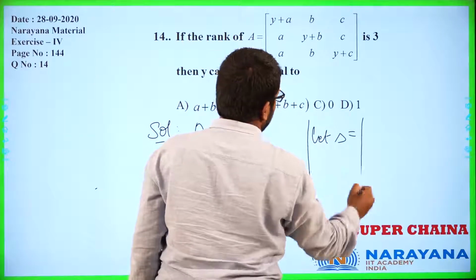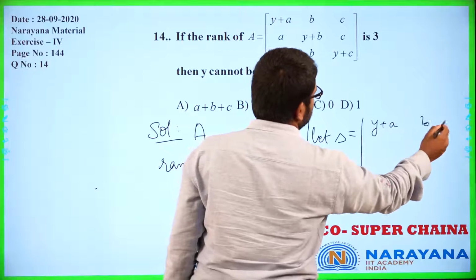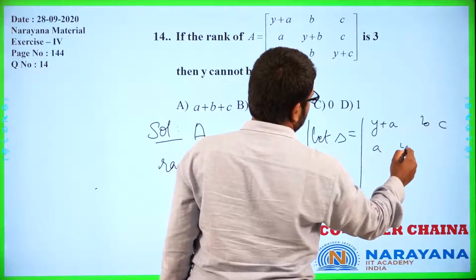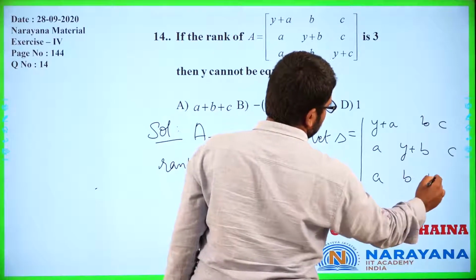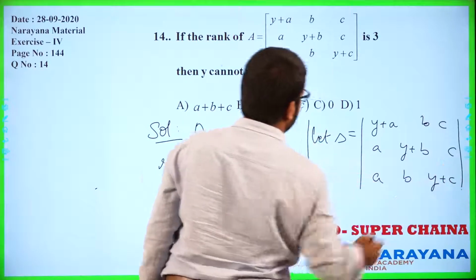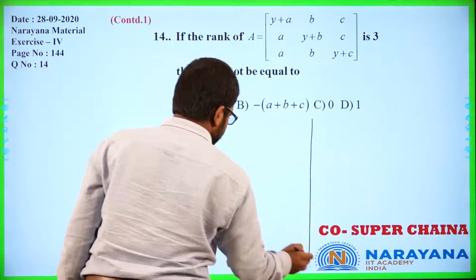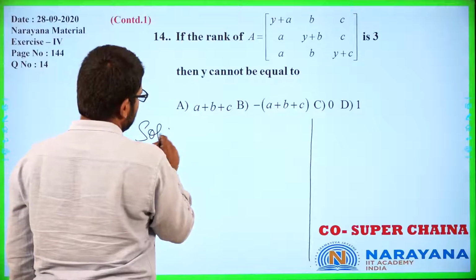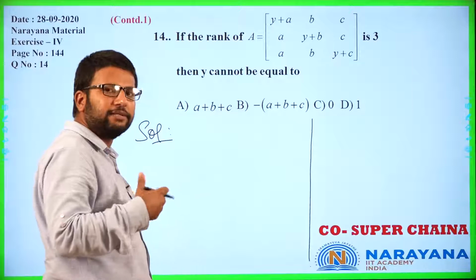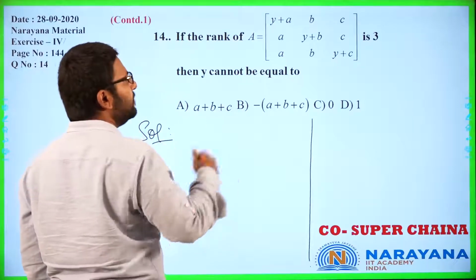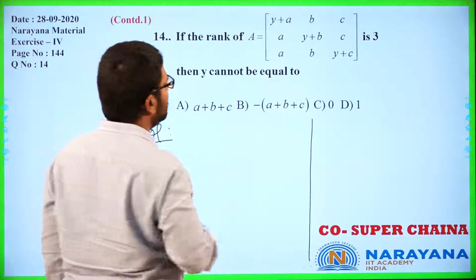Let delta equal to the determinant with rows y plus A, B, C; A, y plus B, C; A, B, y plus C. Right? So if this is delta, then we are saying that mod A is not equal to 0. So let us first calculate delta. Let us try and simplify it. You are already comfortable simplifying determinants by using properties.